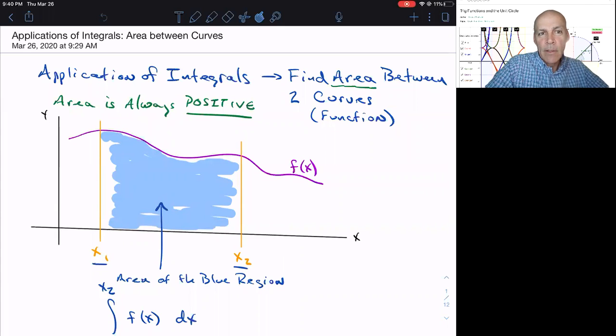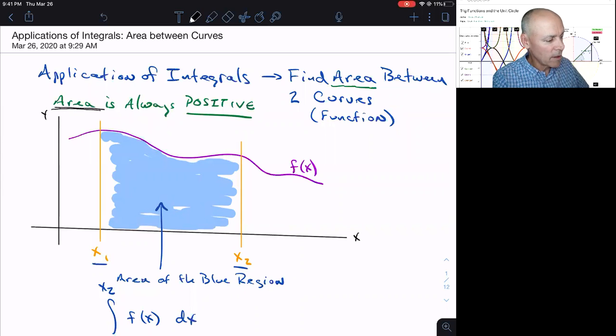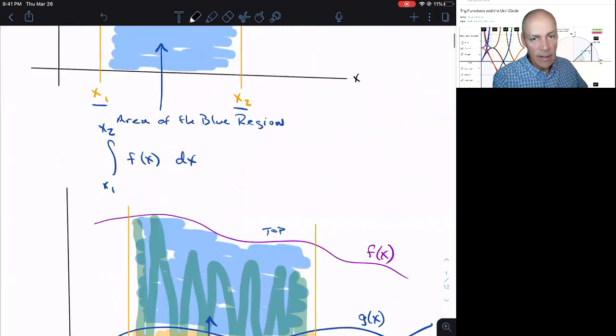Hey, let's go ahead and pick up on what we were working on today in class, and that was applications of integrals to find the area between curves. So we sketched out some notes on the topic to start with and said, okay, we always want to think of area as a positive quantity. And we're going to set that up.